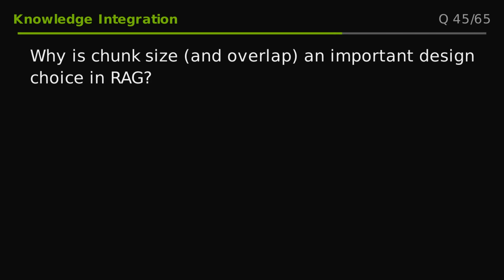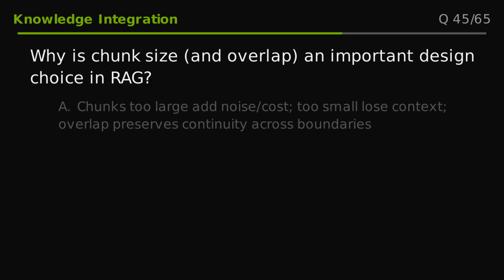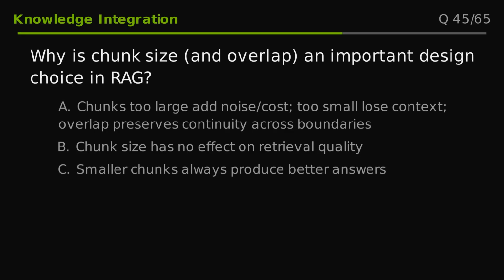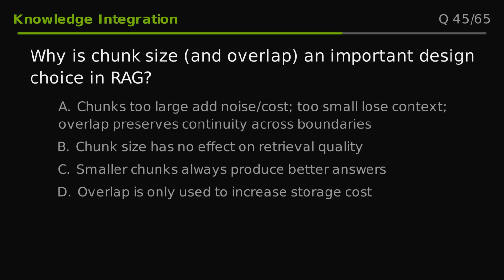Question 45. Why are chunk size and overlap an important design choice in RAG? Option A. Chunks too large add noise and cost, too small lose context, and overlap preserves continuity across boundaries. Option B. Chunk size has no effect on retrieval quality. Option C. Smaller chunks always produce better answers. Option D. Overlap is only used to increase storage cost.